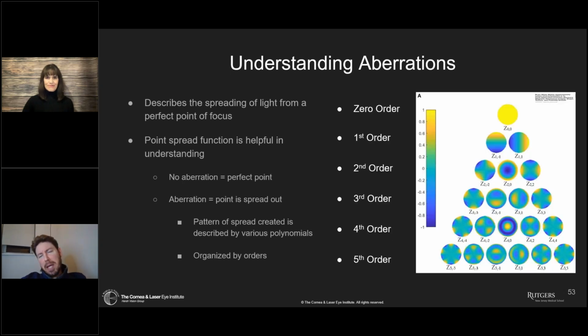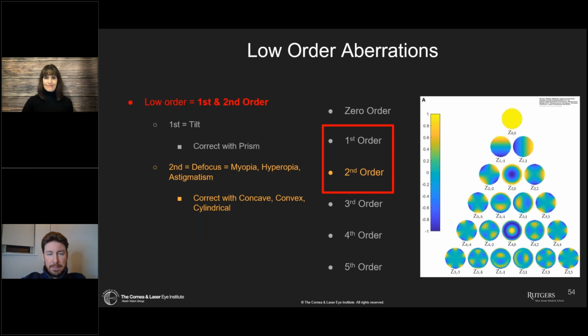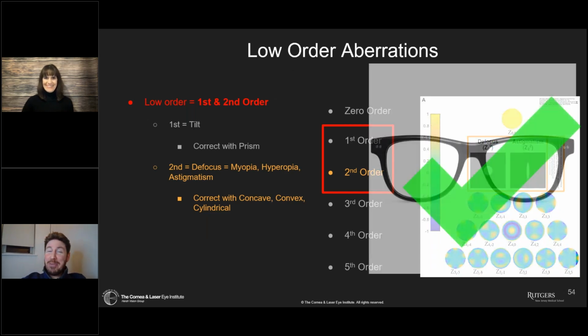So yeah, I guess we can sort these in orders. Again, that's where we get the term higher or lower order, and this is what we would call a Zernike polynomial table, where we can separate out the various different patterns of aberration that are created by these optical systems. So we covered that. Sorry, I ran through that pretty quick.